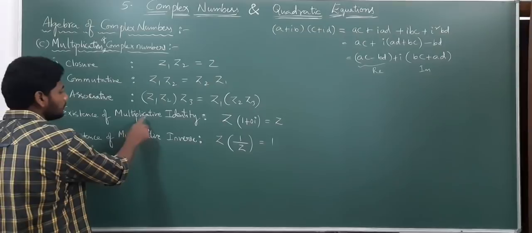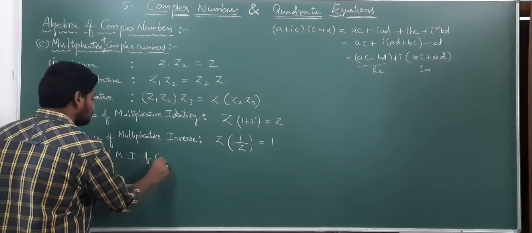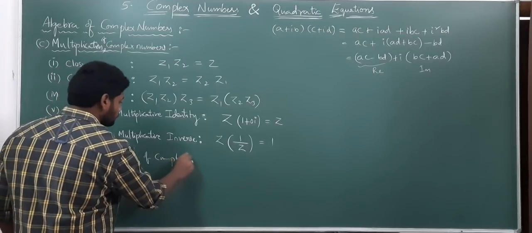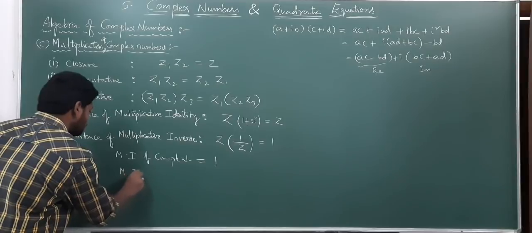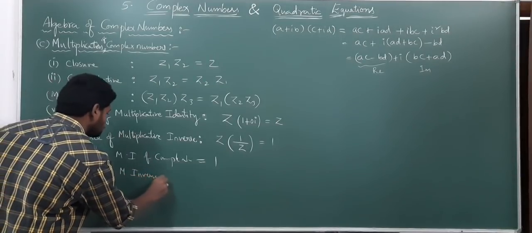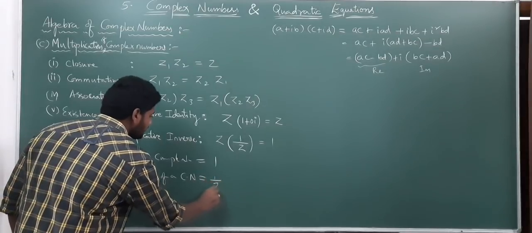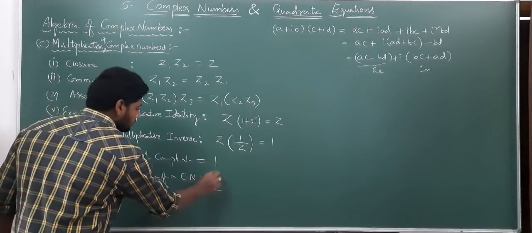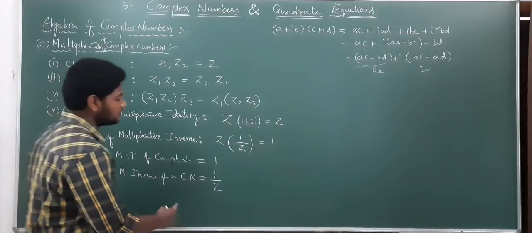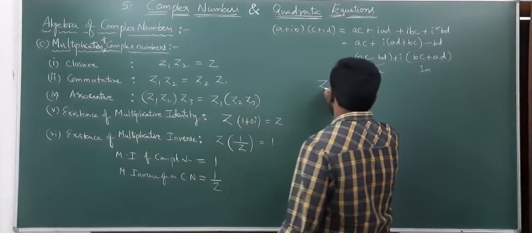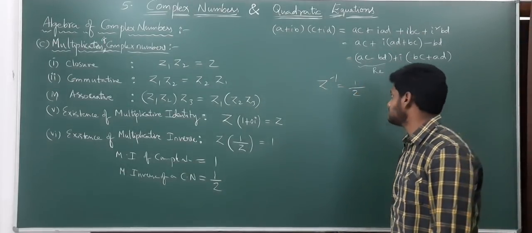So the multiplicative identity of a complex number is 1. The multiplicative inverse of a complex number is 1 by z. This 1 by z we consider as the multiplicative inverse of z, and we can also write it as z inverse.